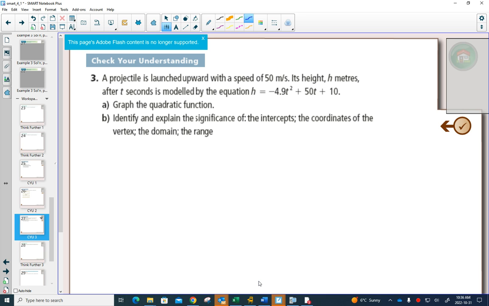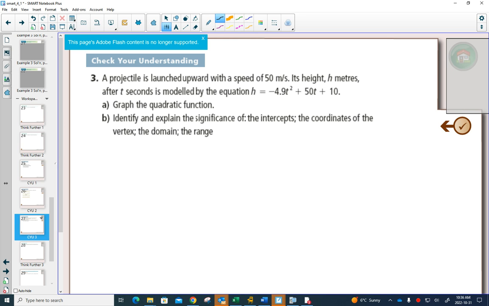So they give us an equation, and any equation that involves gravity, throwing anything into the air and letting gravity pull it back down, will always form a quadratic equation. So we get a t squared in this equation. We want to graph this function. If we were graphing this without graphing technology, you would have to plug in values for t and graph them.